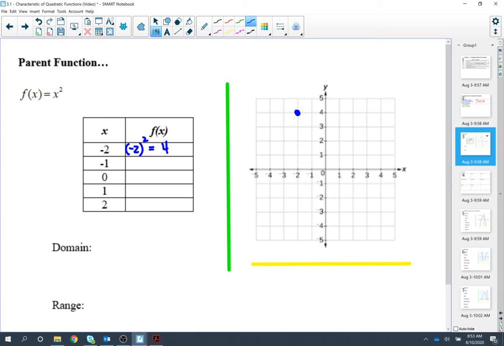If we keep going, negative 1 squared is 1. So that point would be negative 1, 1. 0 squared is 0. So 0, 0. Substituting in 1 squared is 1, so 1, 1. And then substituting in 2 squared is 4, so 2, 4. And you can kind of see the shape of our function take place. And if you're looking at it, it kind of looks like a U.